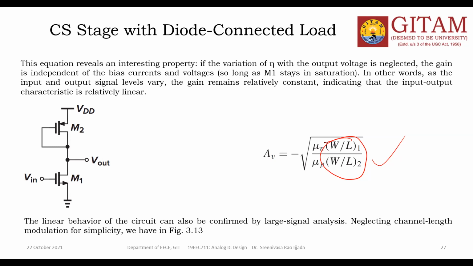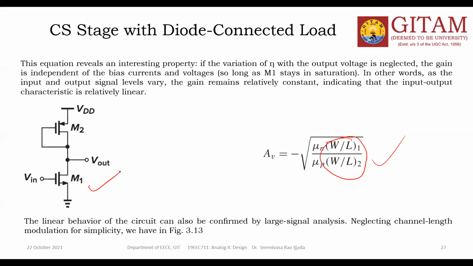The gain does not depend on any voltages or biasing voltage. What is the meaning of biasing voltage? VDD, Vin, the biases. It purely depends on the geometry, the W by L ratio of the devices. So the gain is independent of the bias currents and voltages, so long as M1 stays in saturation. M1 should be in saturation for that condition.